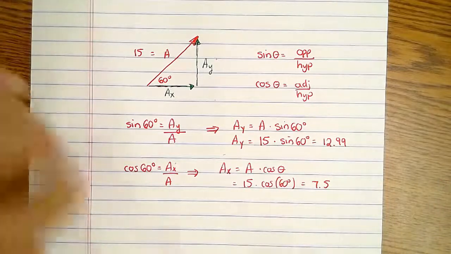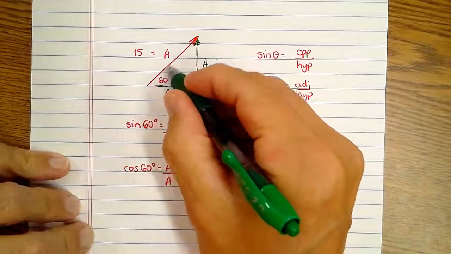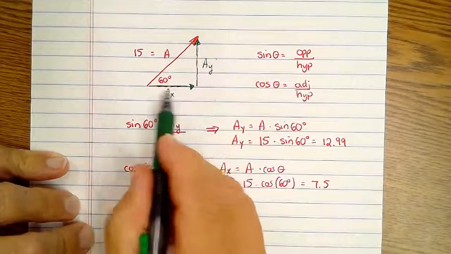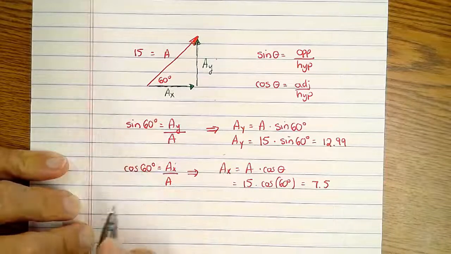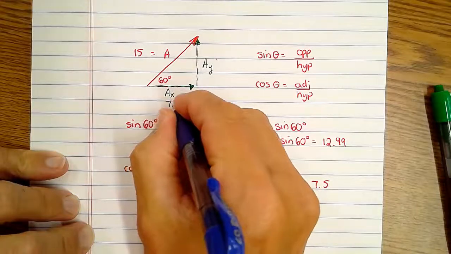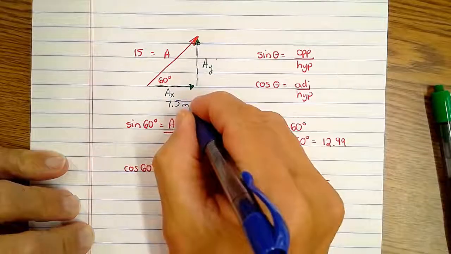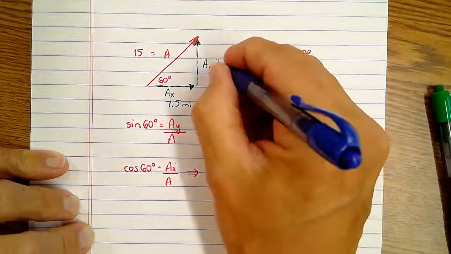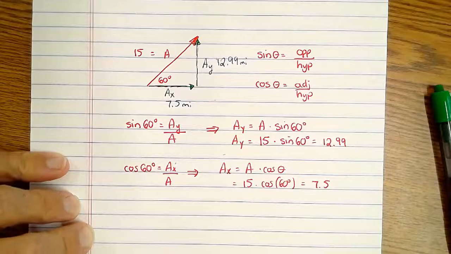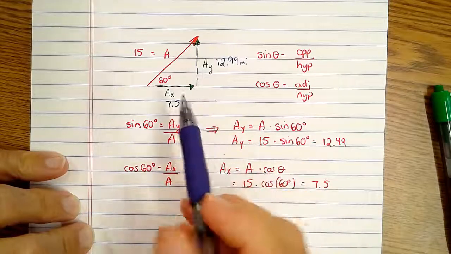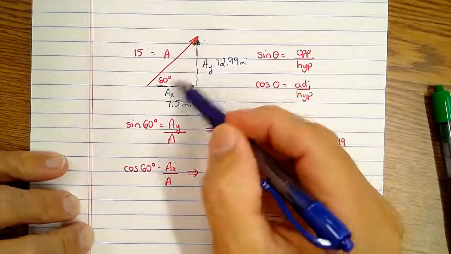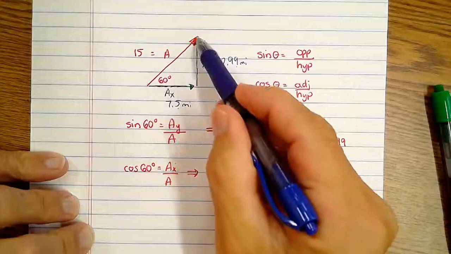So what that means is that if you go on a hike at 60 degrees and you go 15 miles, for example, the horizontal component, how far you went east, turns out to be 7.5 miles. And the vertical component turns out to be 12.99 miles. And you can check that by using Pythagoras' theorem. You can take 7.5 squared plus 12.99 squared and take the square root, and that gives you back your 15.